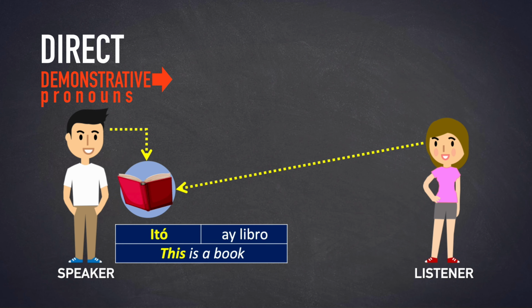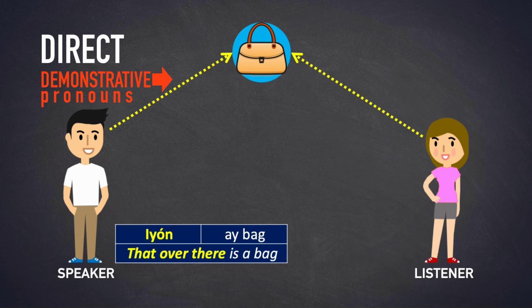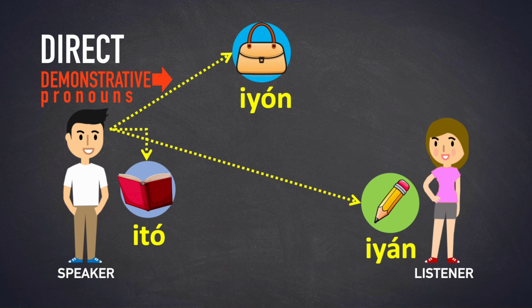For direct demonstrative pronouns, you can say, ito ay libro. This is a book. Iyan ay lapis. That is a pencil. Iyon ay bag. That over there is a bag. This is easy to understand. Ito, iyan, and iyon are this, that, and that over there in English and are used to directly point to the object of the sentence.